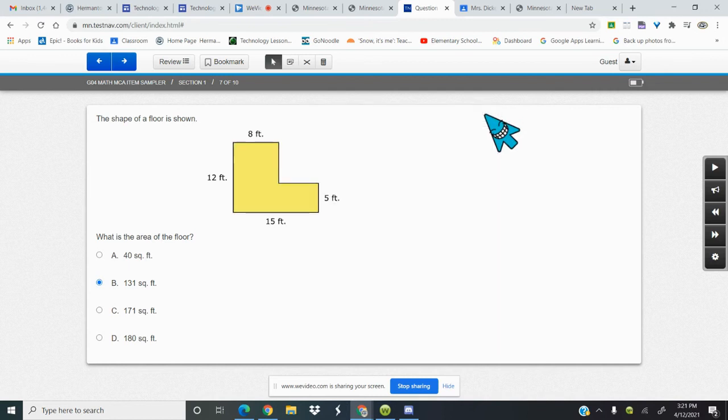I do believe if you did 5 times 15, which is 75, and 12 times 8, which is 96, that's going to give you 171. So they do give the wrong answer you would get by mistake also. So don't get tricked by that. They gave you 2 answers that you could possibly get. If you do this one wrong, and simply do 12 times 8 and 5 times 15, you're going to get 171. And that's going to be the wrong answer. 131 square feet is the correct answer. All right, next.